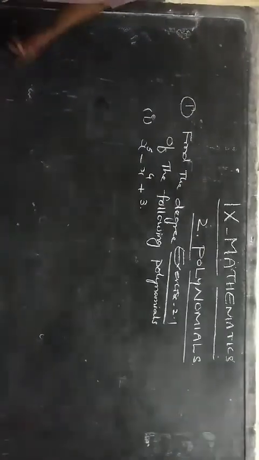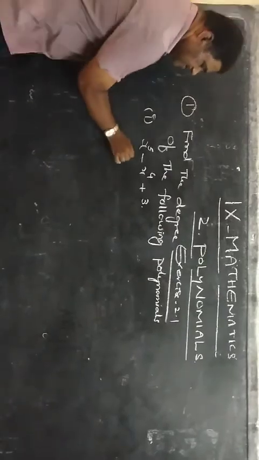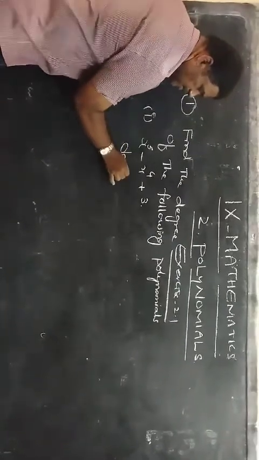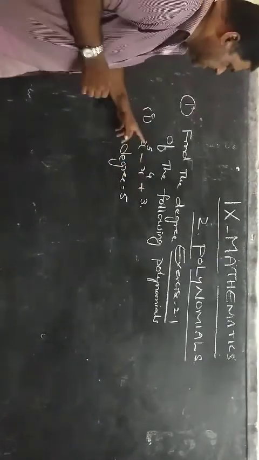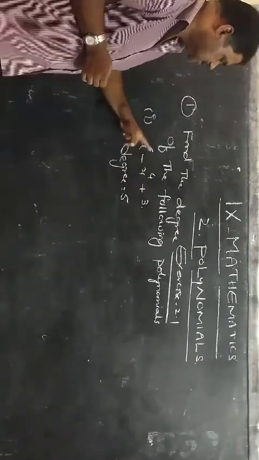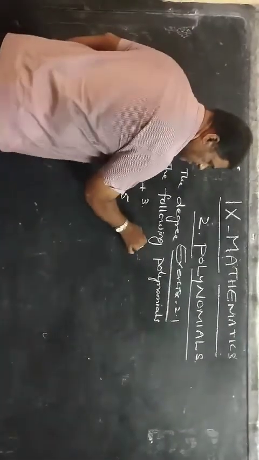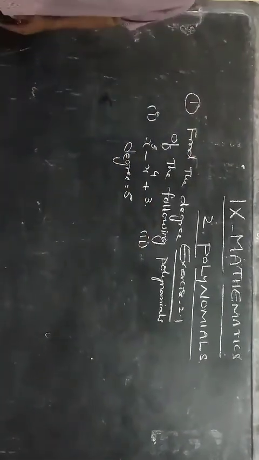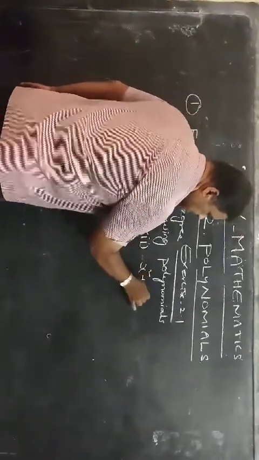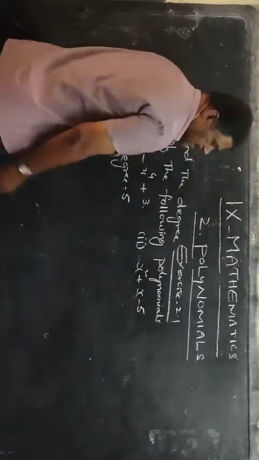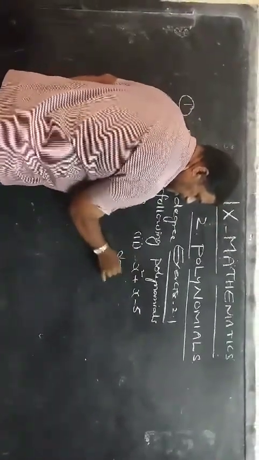Here the highest power of the variable is 5. Therefore, the degree of the polynomial is 5. Degree means the highest power of x is known as the degree of the polynomial. Here the highest power of the variable is 5, so the degree of the polynomial is 5. Second one, x square plus x minus 5. Here the highest power of the variable is 2, so the degree of the polynomial is 2.